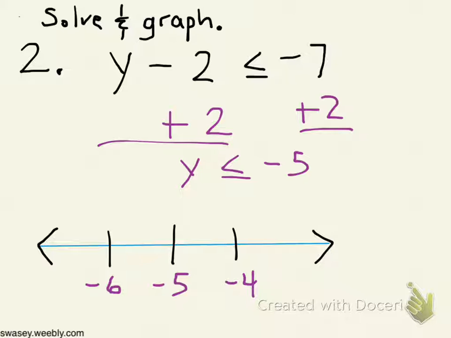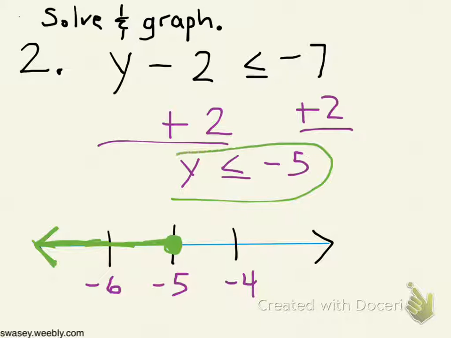This time we're including negative 5. So when we see that or equal to, we're going to put a point there at negative 5, or a closed circle at negative 5. And then less than, we shade to the left. Negative 6 is less than negative 5. Negative 7 is less than negative 5. Negative 8 is less than negative 5. All those numbers to the left of negative 5 are less than negative 5. Again, it's a closed circle because of the or equal to.